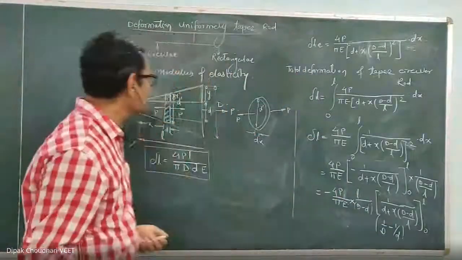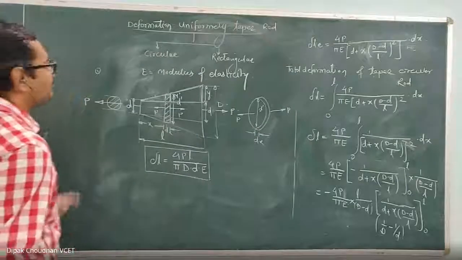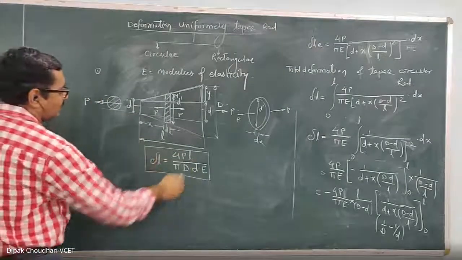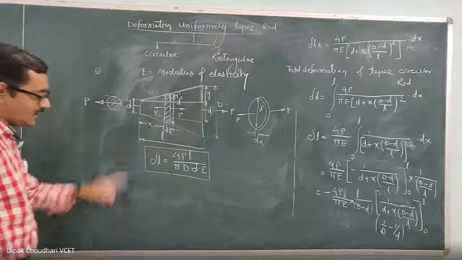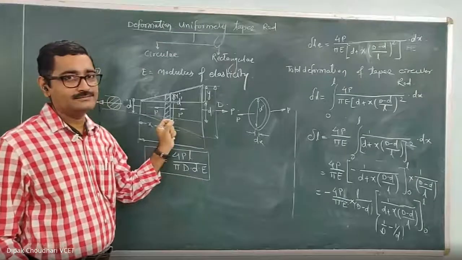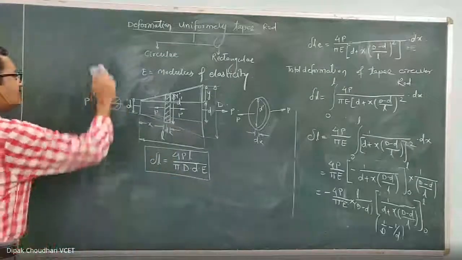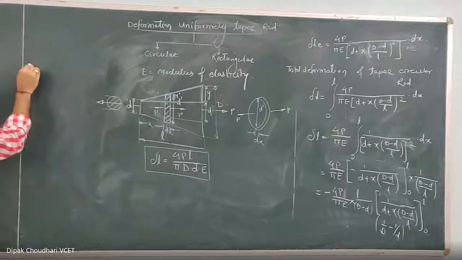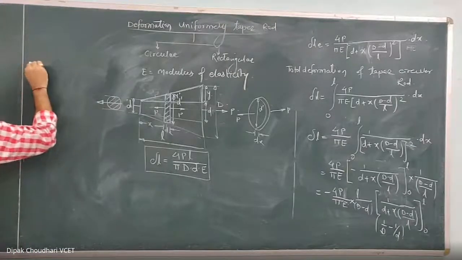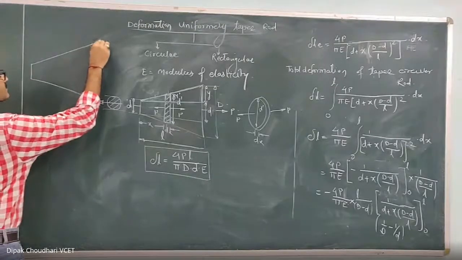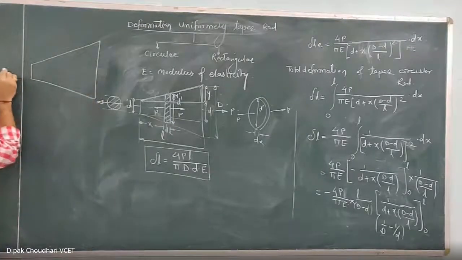For example, here I'll give one homework for you people. Yeah, so remember this formula, delta L equal to 4PL upon pi D d into E. Remember, this formula is for the uniformly tapered circular solid rod. Okay. Now, by using the same procedure, you have to find out the deformation of this circular rod, subjected to an axial force P.